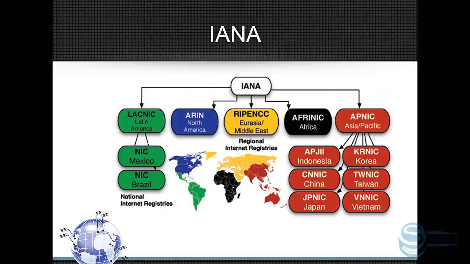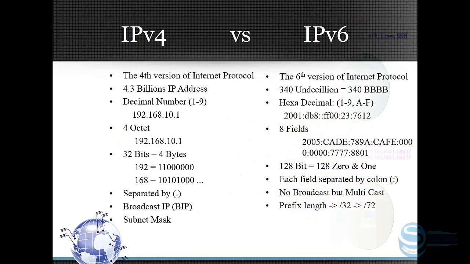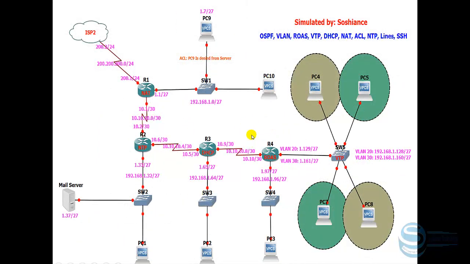Okay, let me see which slide that was. Okay, if we just focus on this diagram, this is our internal network. You can see here we have a mail server. Here we have the PCs. We have configured VLANs, UTPs, router on a stick, DHCP, and these are the PCs and the devices, whatever. But one thing that you notice, I have used all private IP addresses.